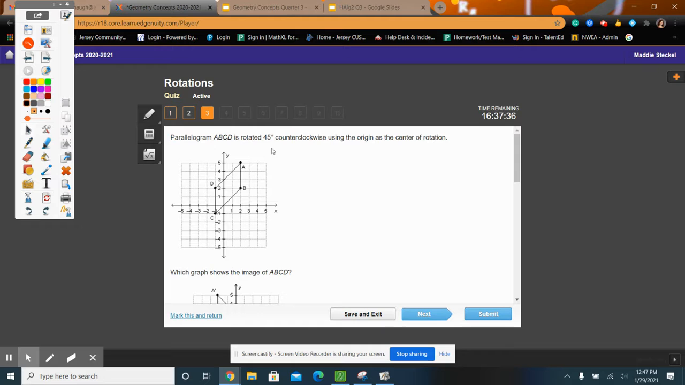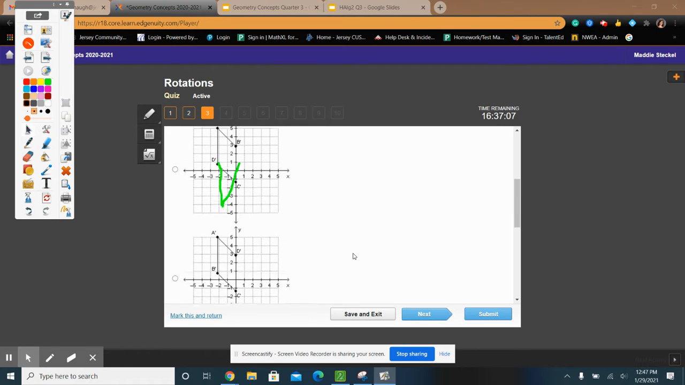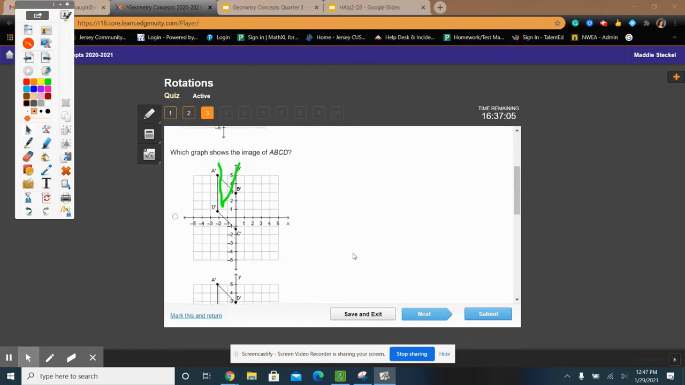I have a parallelogram and I'm going to rotate it 45 degrees counterclockwise using the origin. And this one's trickier because it's actually on the rotation point. So which one can show where it will be? Well, let's look at point A. If A goes to the center and then goes counterclockwise 45 degrees, it'll be, I don't know, maybe in this region, maybe. So let's see if we can find one that A prime is in that region. Well, two of them have A prime in that region.